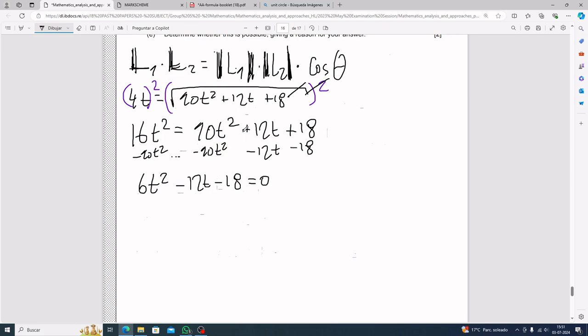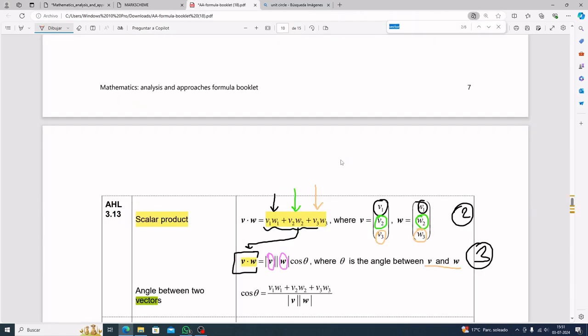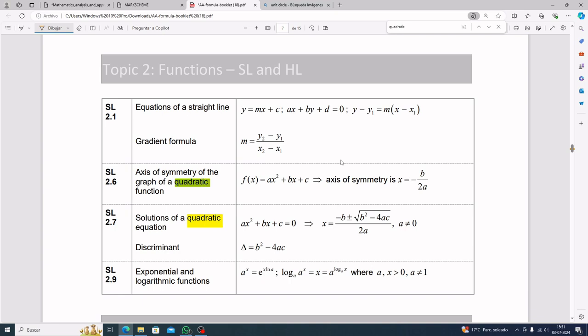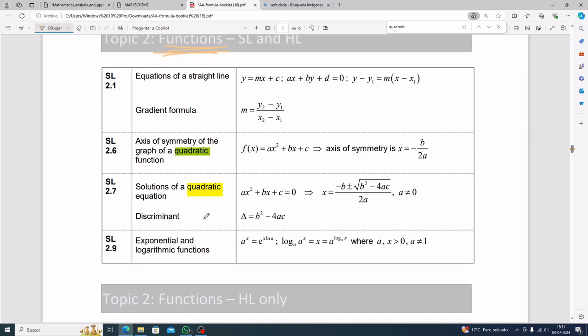Now, solving for t from here, you should be recognizing this by now. You are dealing with a quadratic. When you're facing a quadratic, there are a bunch of tools that can come to mind. Even in your formula booklet, in the part on quadratics for functions, you have this right here: solutions of a quadratic equation, which is literally what we're doing right now. The formula you can follow is this one right there. If you follow it, you will be solving this much more easily.